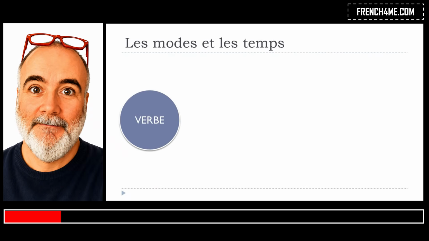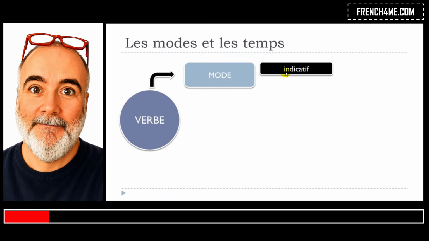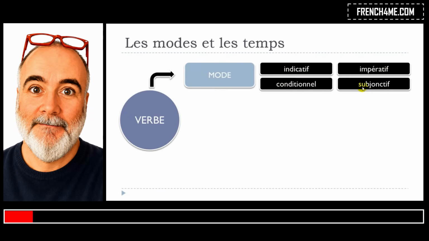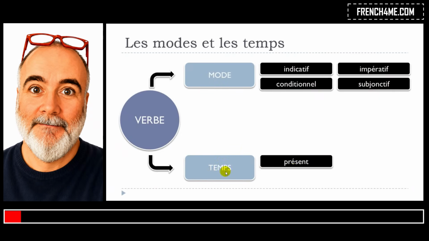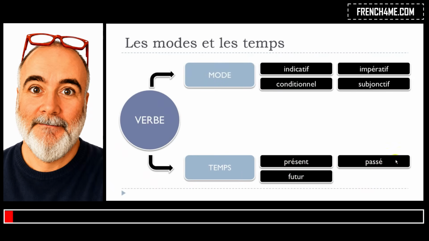Okay, so keep in mind that we've got les modes. So le mode, and you get to decide what mood you will have to use: indicatif, conditionnel, impératif, or then subjonctif. And the second thing that you have to choose is the correct tense, le temps, and then it's présent, futur, and passé. And keep in mind that, as I said, we've got quite many tenses, but we'll see that a bit later.